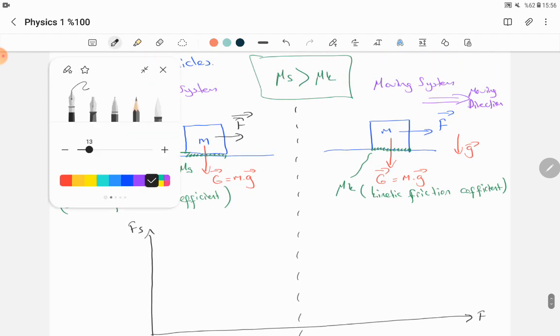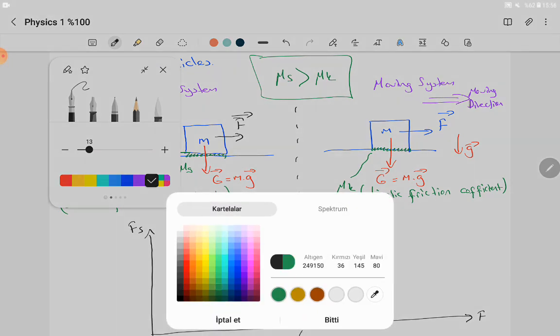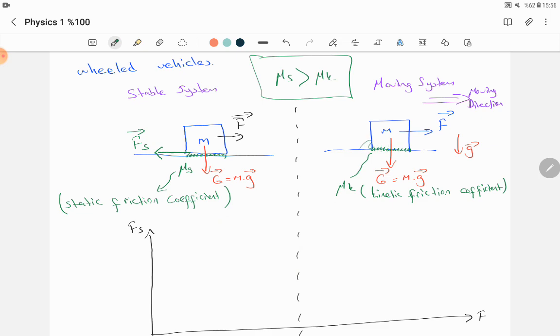In the moving system, the frictional force is opposite to the moving direction. The moving direction is the right side, and our frictional force is on the opposite side. Here, our frictional force is the opposite side of the moving direction.